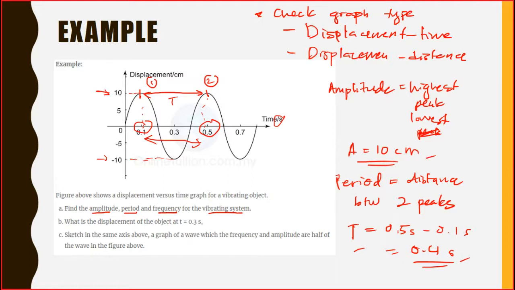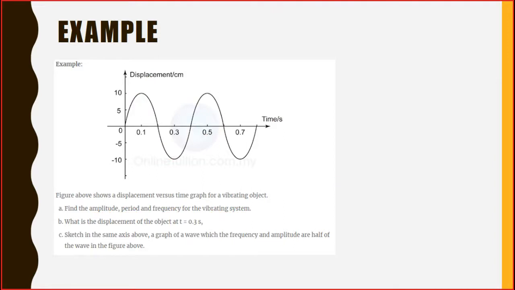Okay, so that is for period. Now we are going to look at frequency. Frequency is quite easy, because frequency is given as 1/time. So 1/time, where the period that we got just now is 0.4.